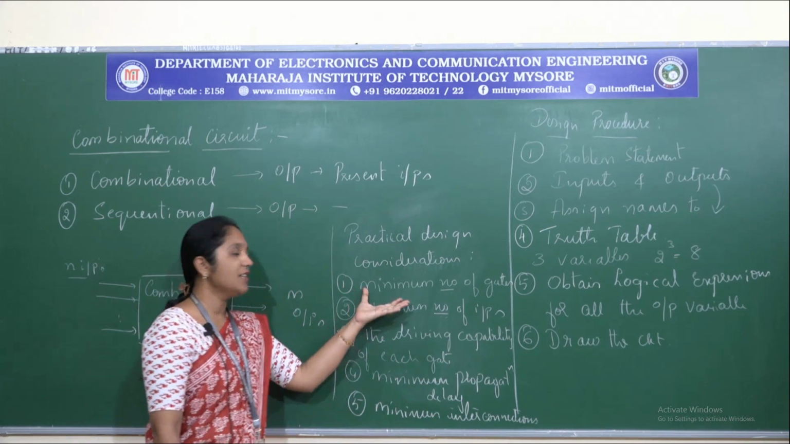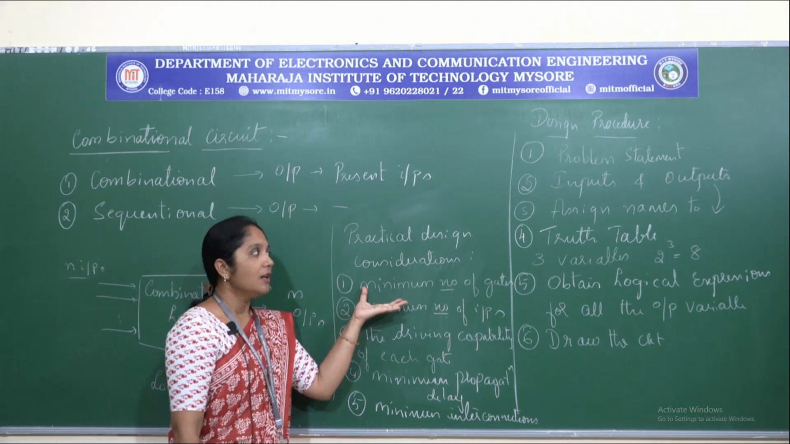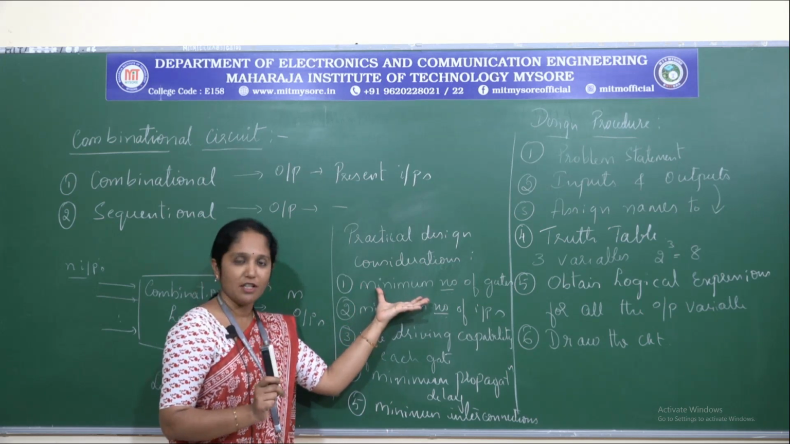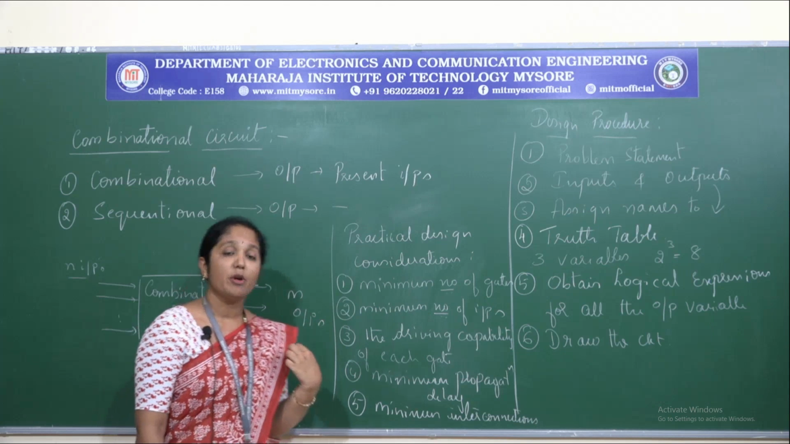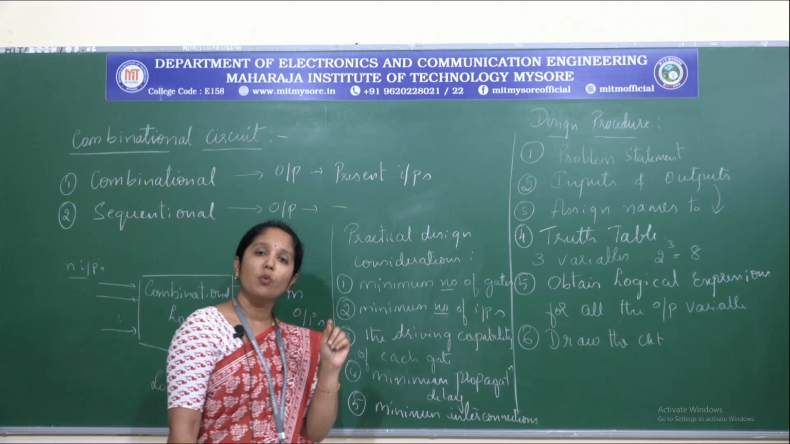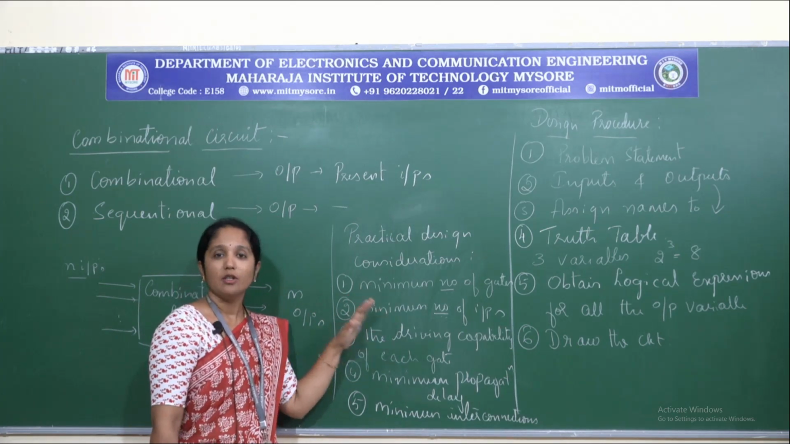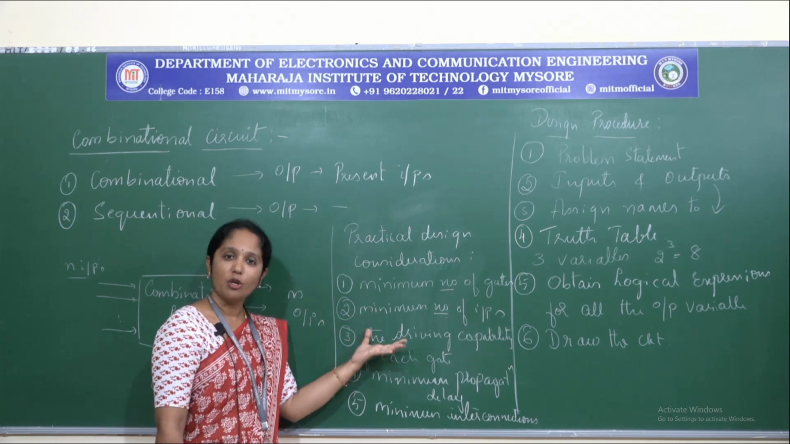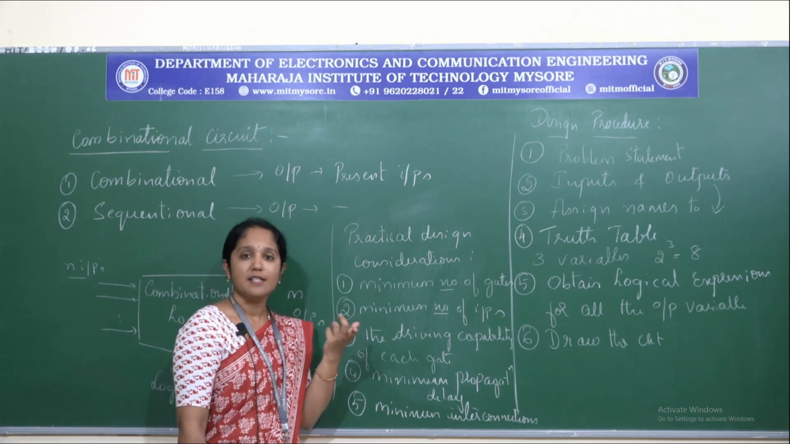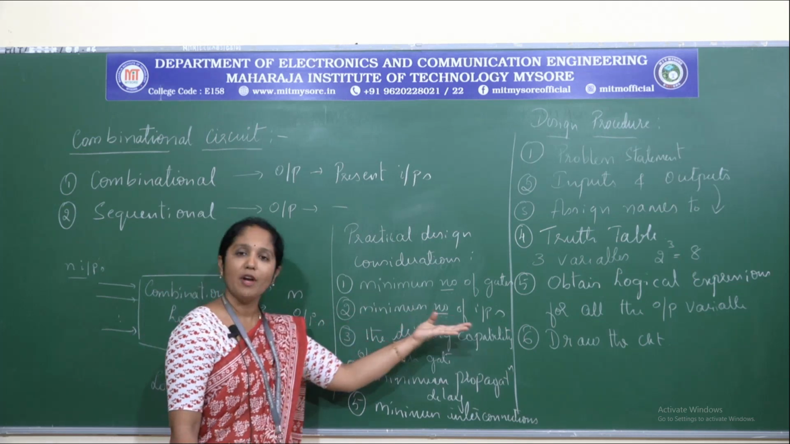We need to see that the gates are fewer without altering the function of the combinational circuit. That is our objective, and that is the first consideration we need to make. Next is the minimum number of inputs to each gate. Even if you reduce one input to any of the gates, that also reduces the overall area and the overall cost, so it affects all the parameters of an IC. So the second consideration we have is the minimum number of inputs.